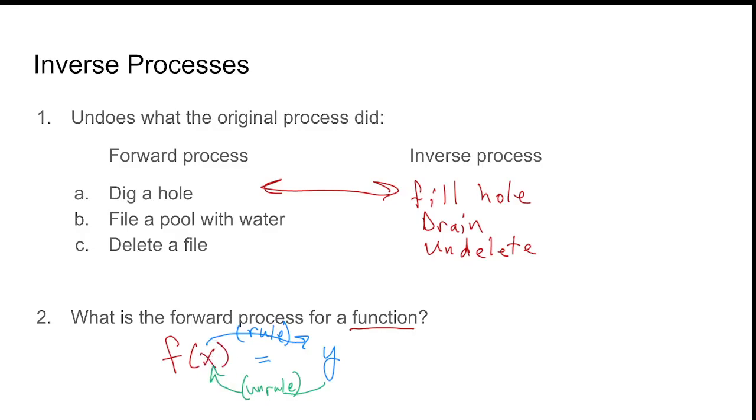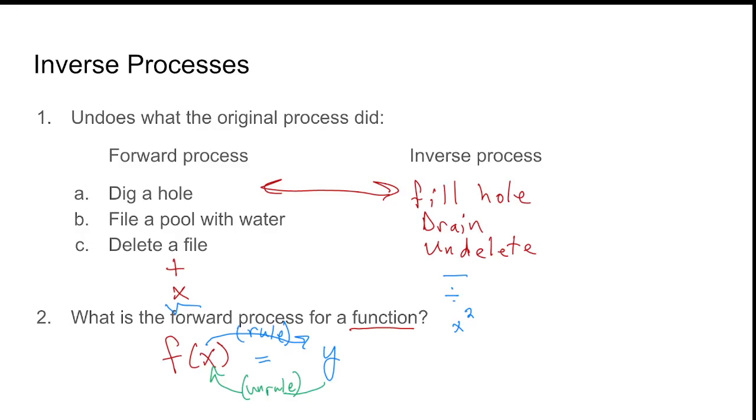And math is filled with these types of forward and inverse processes. So if you think of addition being a forward process, what would be the inverse process? Subtraction. If we think of multiplication as the forward process, the inverse process would be division. If we have a square root, then the inverse process is to square it, right? So we've got these kinds of processes that bring us back and forth.